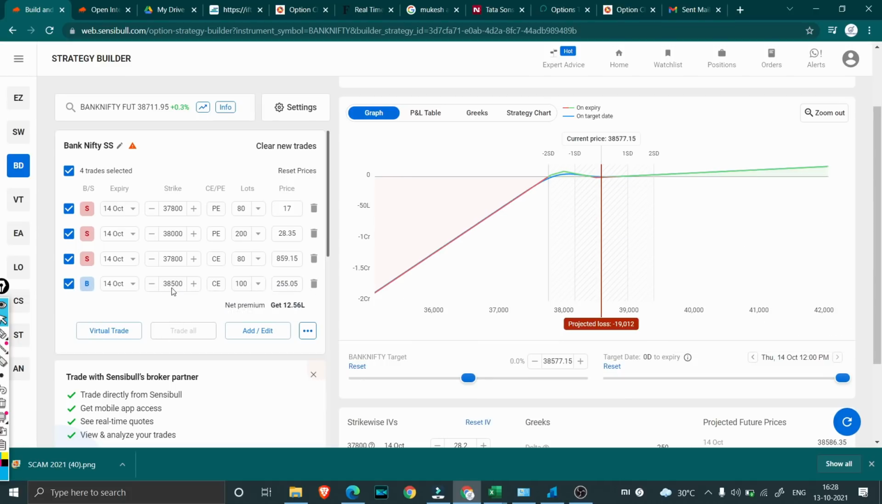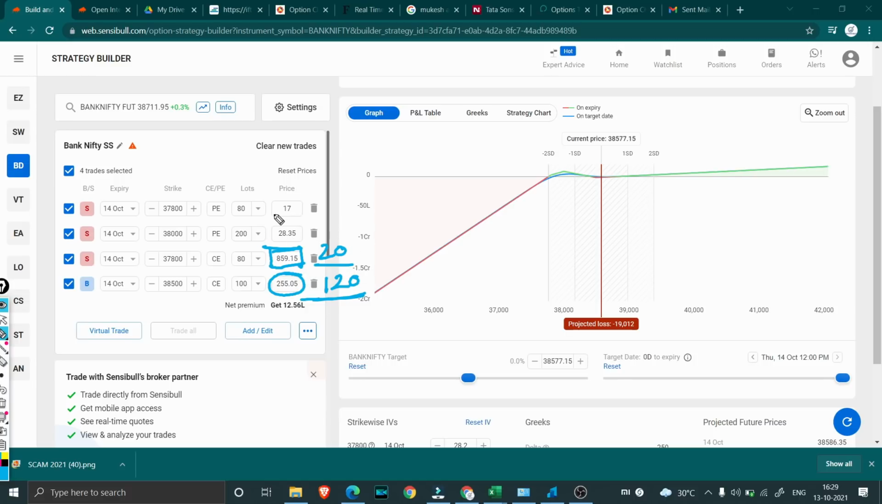The problem is this particular buy leg, which I have around 100 lots. This buy leg has a lot of time premium, whereas this sell leg does not have any time premium. It just has around 20 rupees, whereas this has somewhere close to 120 rupees. So there is a huge difference between these two. Tomorrow, if nothing happens also, this is going to lose time premium worth 120 points, whereas this is just going to lose 20 points.